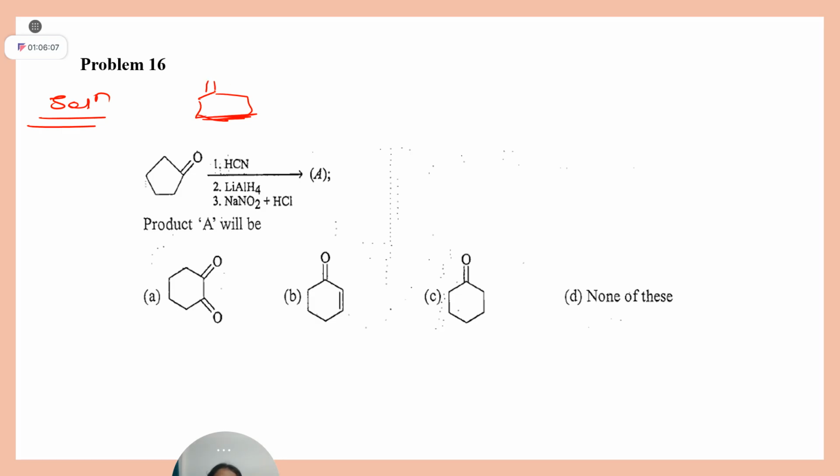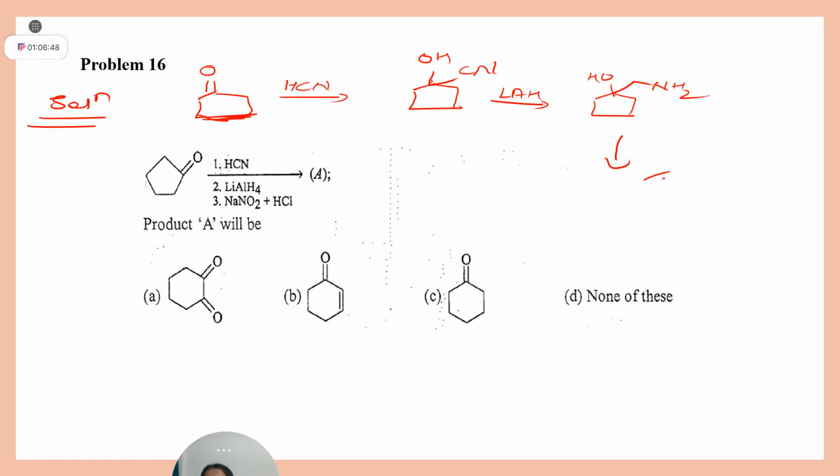You are having this cyclopentanone and HCN is there, and you will be getting a cyanohydrin. A compound containing hydroxyl as well as nitrile group is known as cyanohydrin. After LAH reduction, you will be getting CH2NH2.